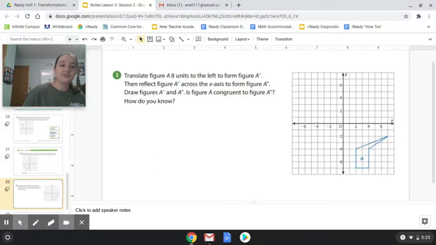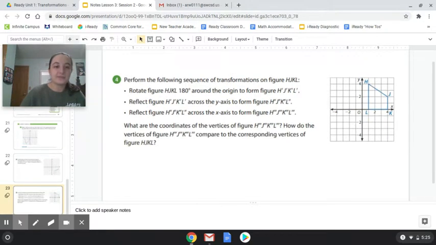And for question 3, you have this figure here. You're going to translate it 8 units to the left to form figure A prime. Then you're going to reflect that across the x-axis to form your A double prime. And then you're going to describe whether or not figure A, the original, and figure A double prime are congruent and how you know.